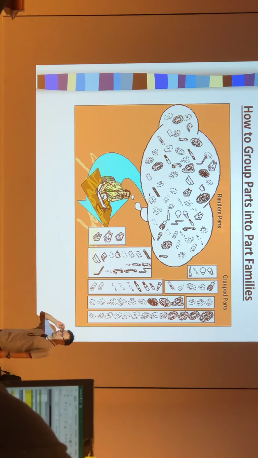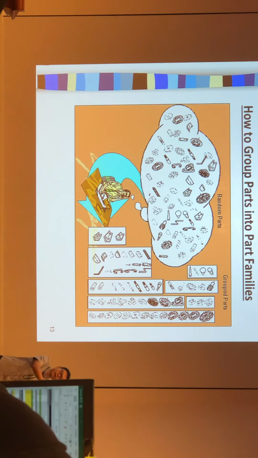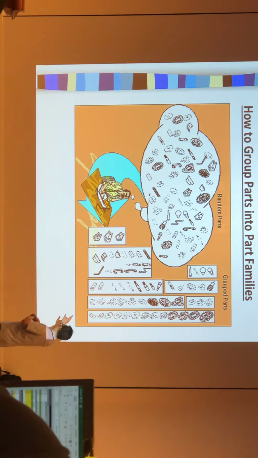So the first thing is you're going to dig out from the library or archive the parts you have, with design and process plan, drawing and process plan, or model and process plan. So you end up with random parts. You have a large number of random parts. And these are the boxes.